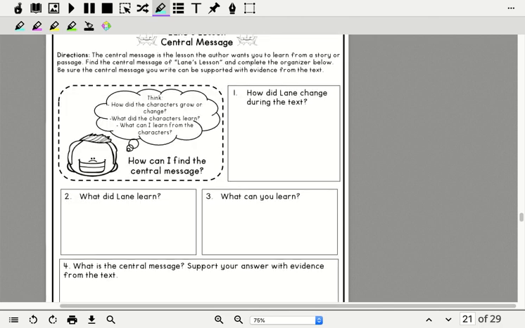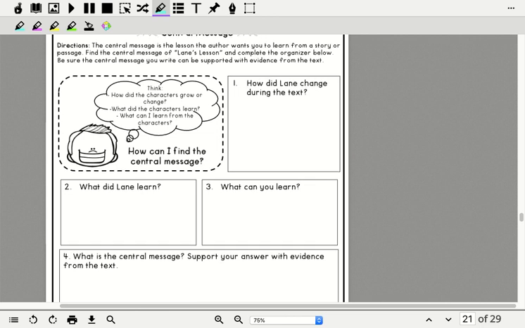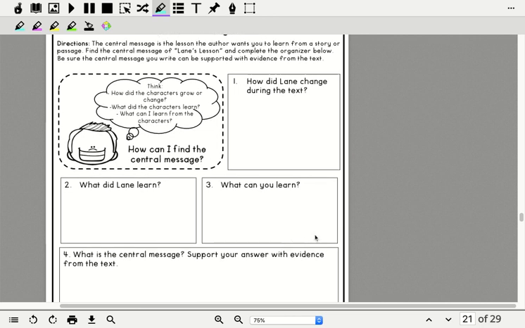Okay? So now let's look at our central message page. We haven't done one of these before, so let's read the directions first. It says the central message in the lesson. The central message is the lesson the author wants you to learn from a story or passage. Find the central message of Lane's lesson and complete the organizer below. Be sure the central message you write can be supported with evidence from the text. So we've already answered this.